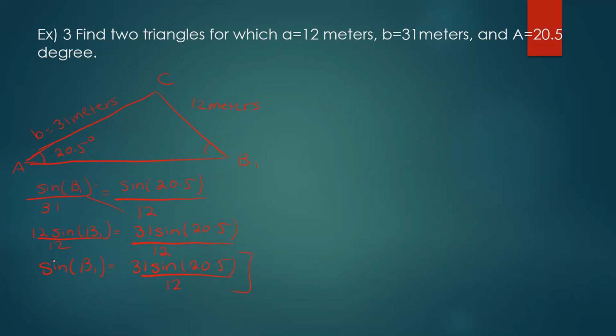And then we got to get rid of this sine because we want to find B1. So take the sine inverse. So B1 equals sine inverse of this whole thing: 31 sine of 20.5 over 12. So when you do all the work, you should get 64.8. Okay, so B1 is 64.8, and we can find the angle C, right?